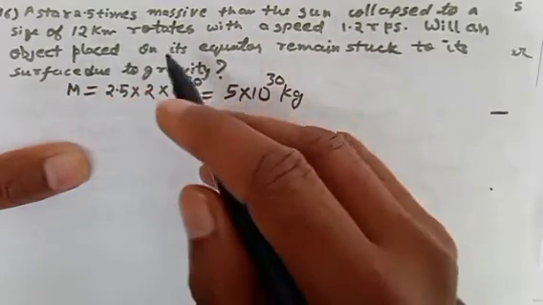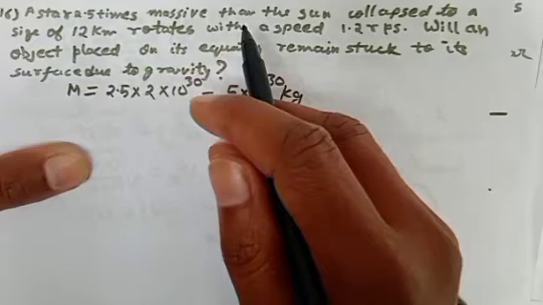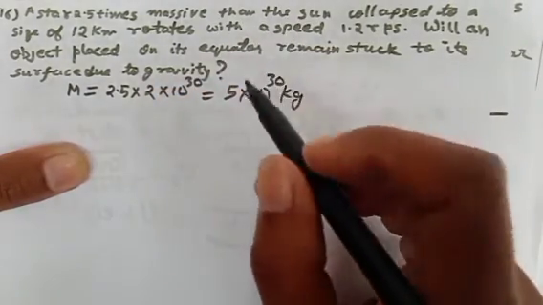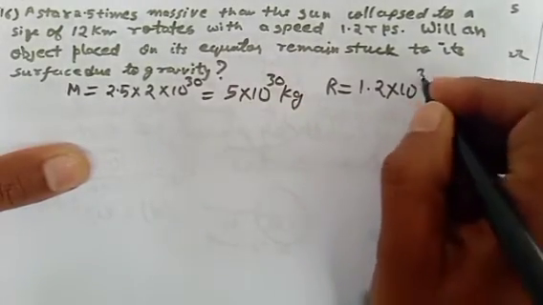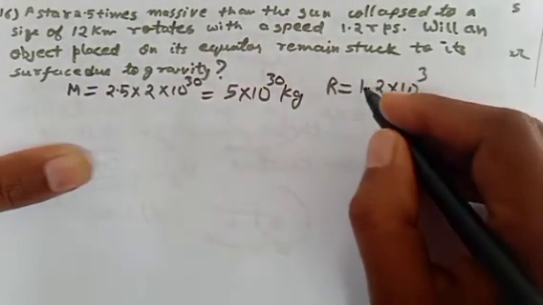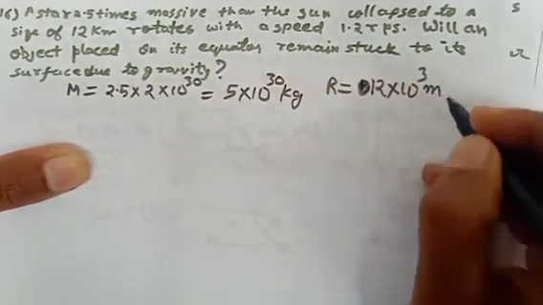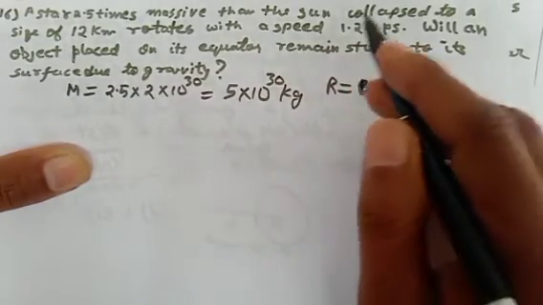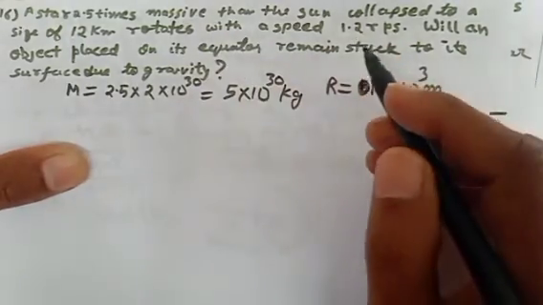Of size 12 kilometer, very small. Chandigarh city, yeah, size of Chandigarh city, that much. Rotates with the speed. Okay, it is spinning. So its radius is 1.2 into 10 to the power 3. It is better to use, sorry, 12. It is 12 kilometers or 12, 1.2, no, 12 it is meter. Rotates with speed. This is actually frequency of rotation per second. So just forget about this right now.